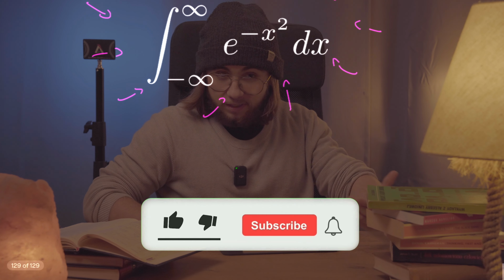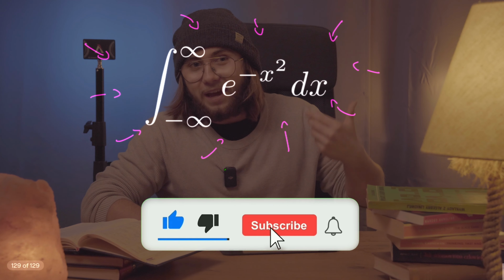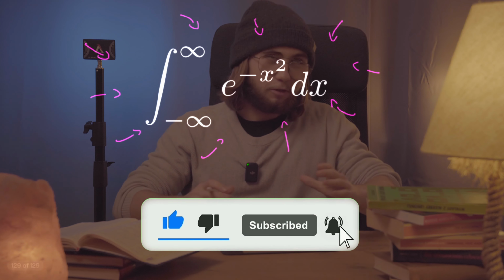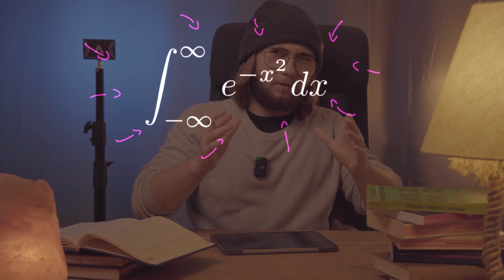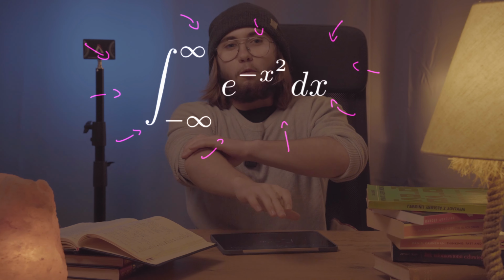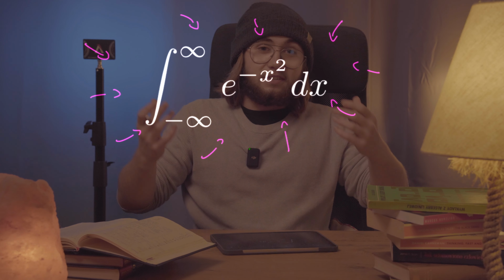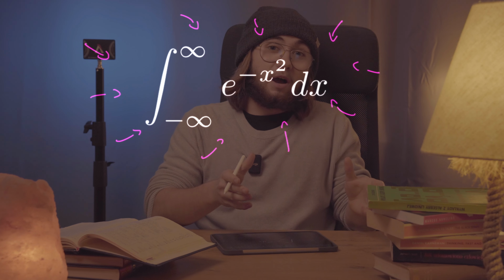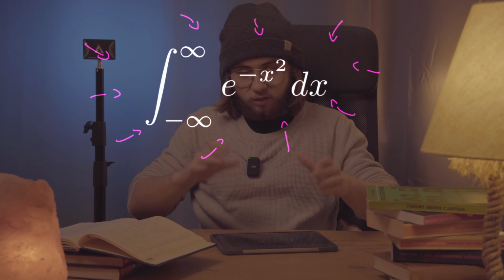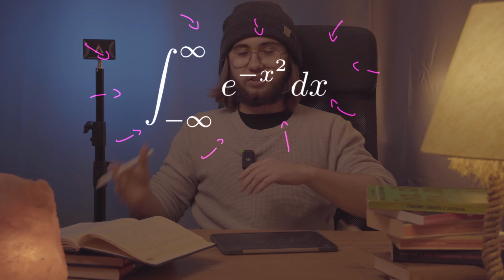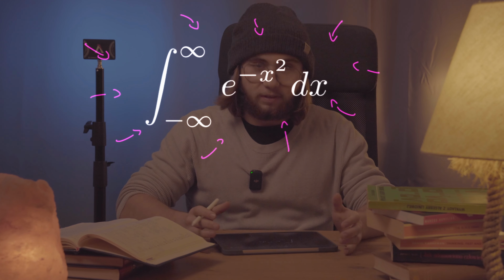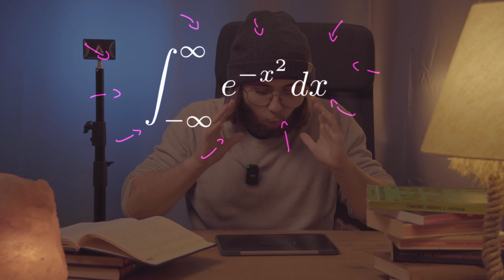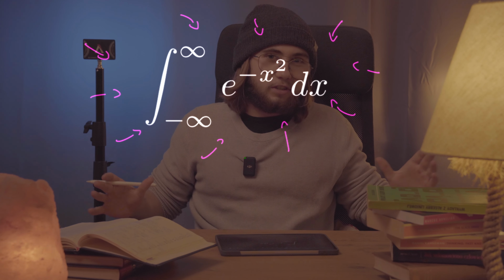Okay guys, so let's evaluate the integral from negative infinity to infinity of e to the negative x squared dx, which is the famous, or maybe infamous, Gaussian integral, which tells us the area under the Gauss curve, which describes the normal distribution in all of those weird statistics and economics textbooks. Okay, so why is this integral even interesting in the first place?